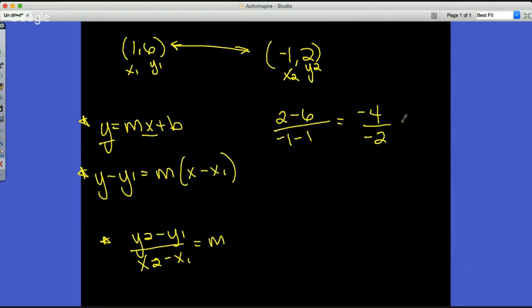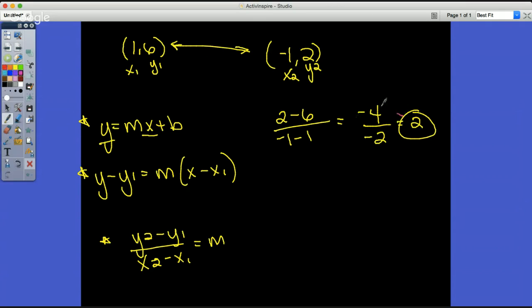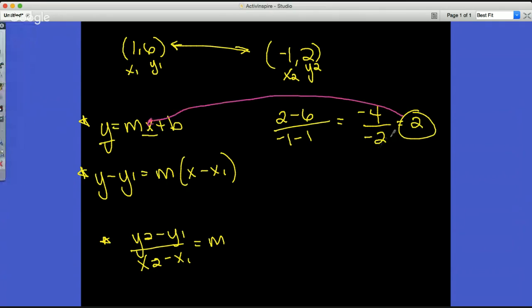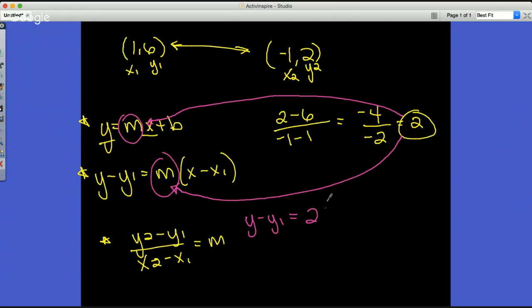All right, so right here, as I simplify, I get my slope is 2. Now, remember that when I get 2, this 2 should be plugged in. So when I plug these values in, it will go right straight in for M. Now, let's put it in point slope form first, and then we can go to slope intercept. So right now, we've got y minus y1 equals 2 times x minus x1.